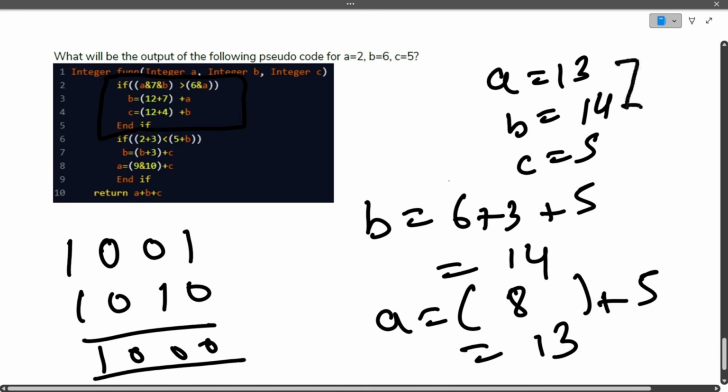And then we simply have to return the addition of these numbers. 13 plus 14 is 27, 27 plus 5 is 32. So the answer is 32. I hope this code is also clear to you. So guys, this was all for this video.